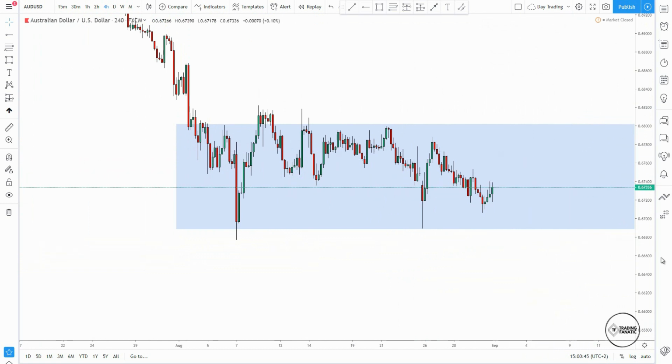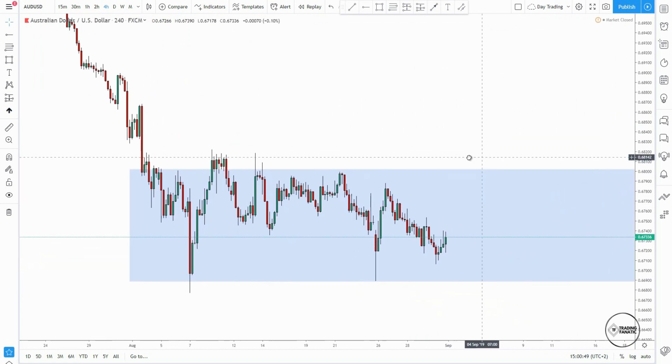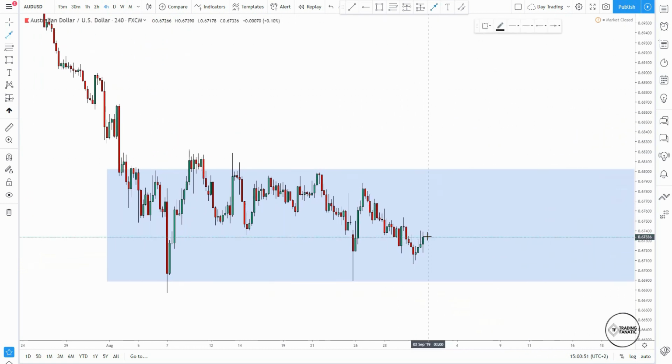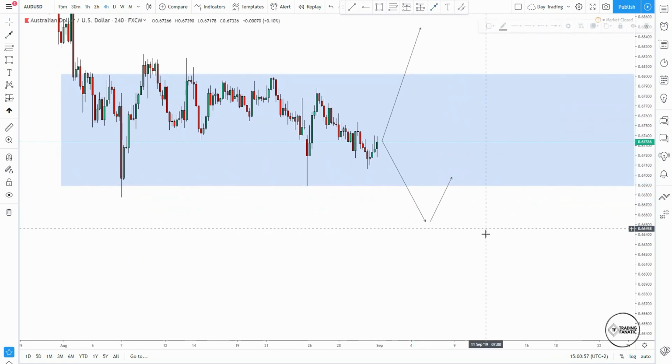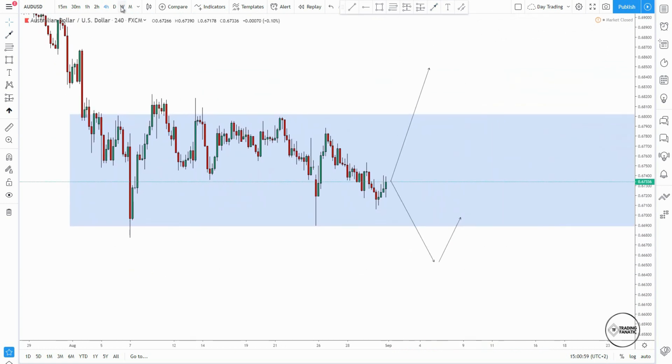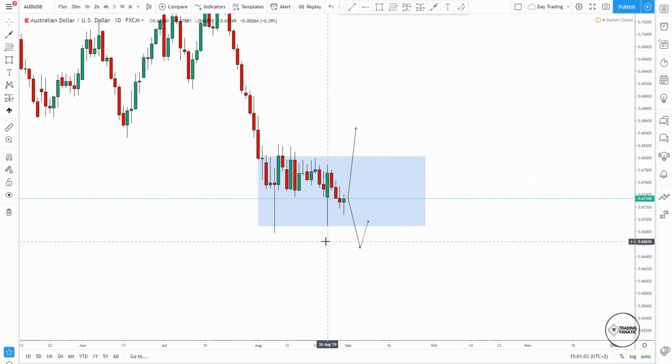Which is the most important thing for me. I want to enter when the market is in trend. So what I want to see is either a pullback up or a push down with retests. So that's what I want to see from Aussie dollar. Really nothing to look at. I can see those wicks here to the downside.